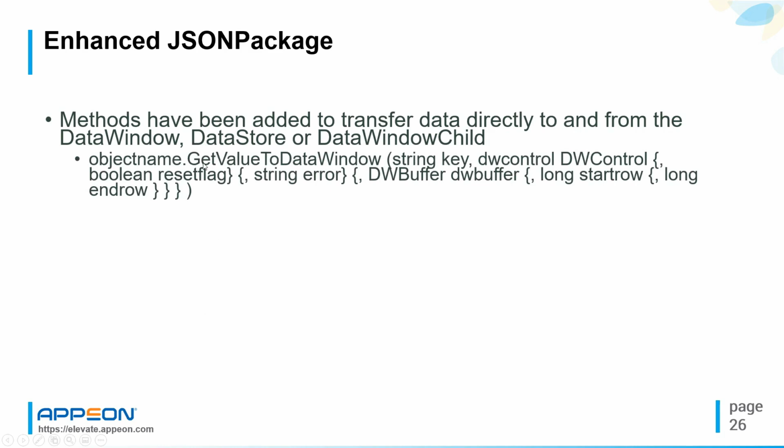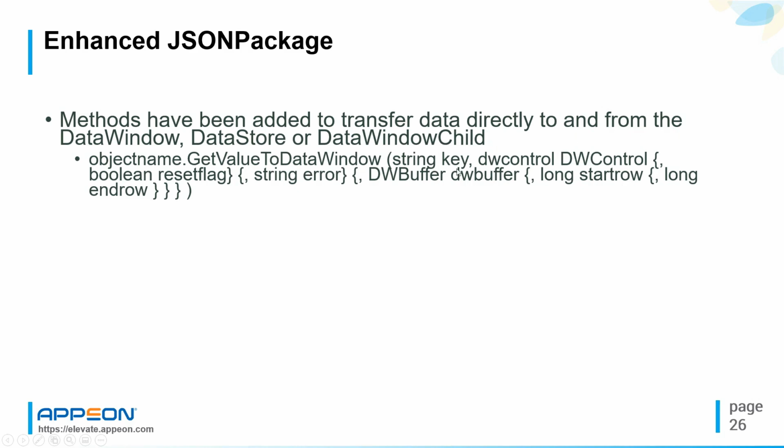So the first function here, get value to data window, means we're actually getting the value from the JSON package and putting it in the data window. That's why you have a reference to the key here. With the JSON Packager, you take several different JSON payloads and merge them together, and each one has a key. Each one can be a full data set. So your get value to data window would take one of those data sets, referenced by key, and populate the data window using that data set.